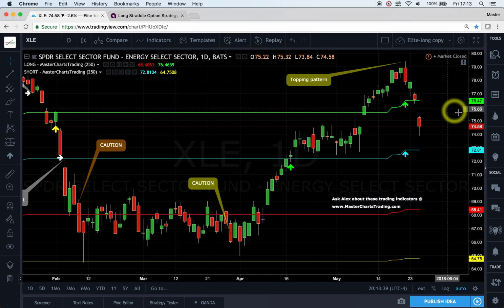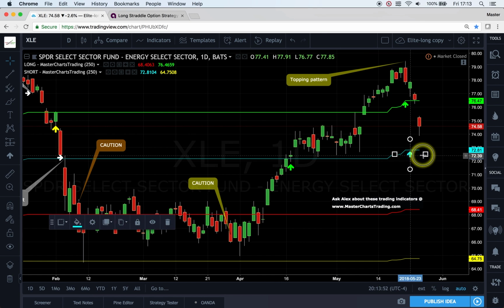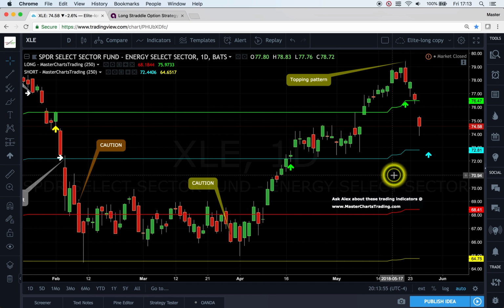So this minor support did break at 76.50 or so. I think we're maybe headed to 72.80, which is not that far off. But I think at that point we should start looking to buy it.